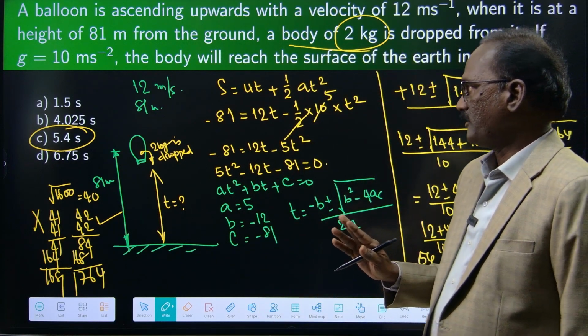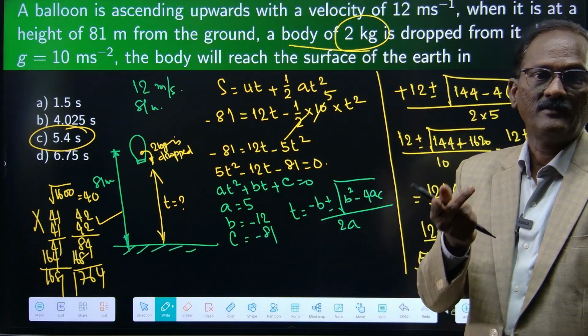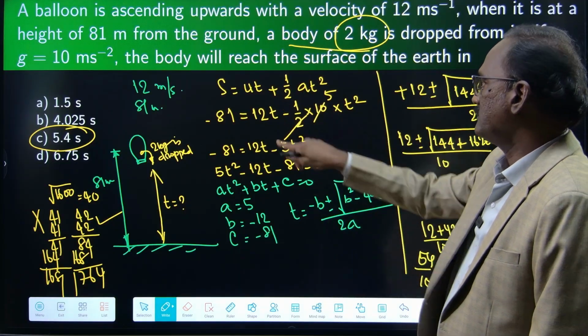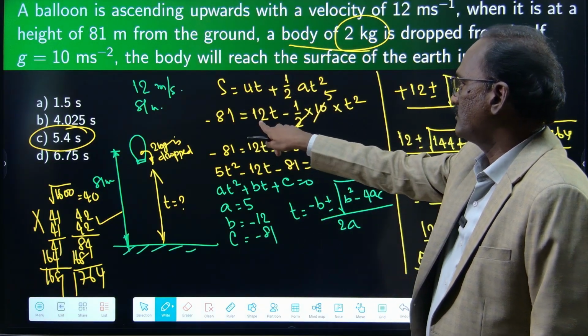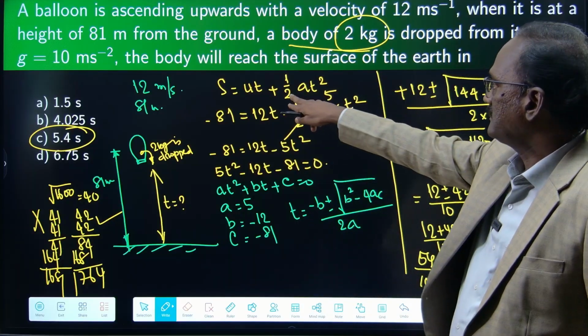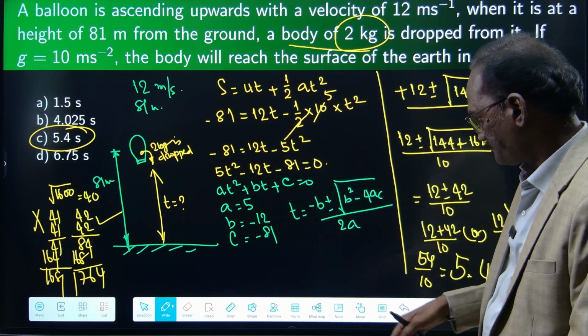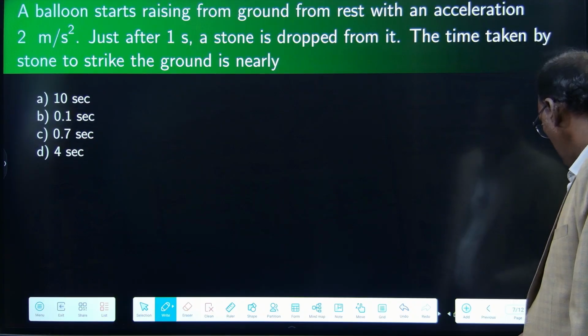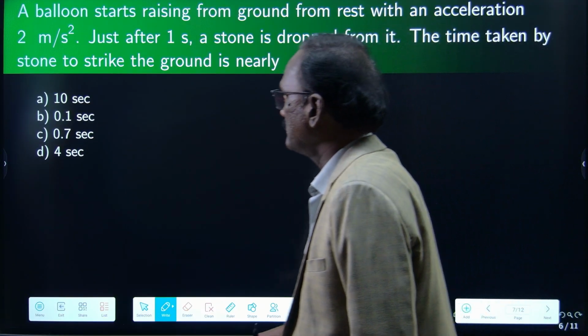This is similar to the previous problem. In the previous problem, acceleration was given. Here velocity is given, and it is upward velocity, so displacement is downwards for the stone. We are writing this equation for the stone, so this way we are using the formula for the calculation.